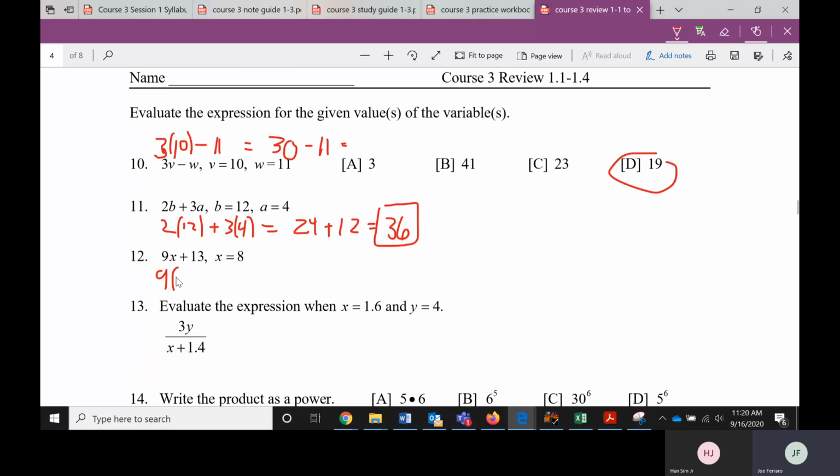9 times 8, remember 9x, I should have said that up here. When you have a number next to a variable, that means multiply. So this means 9 times x, which is 9 times 8, plus 13. So 9 times 8 is 72, plus 13, and you get 85.